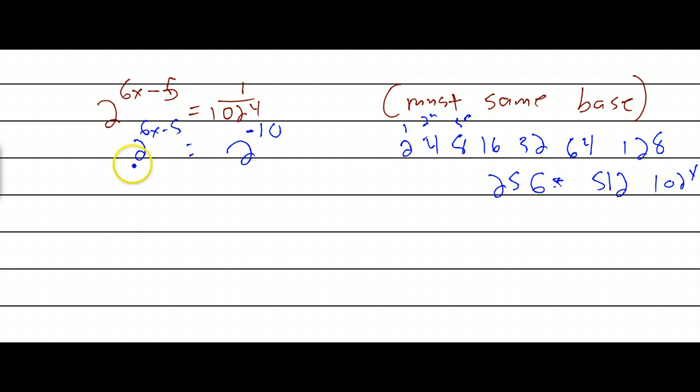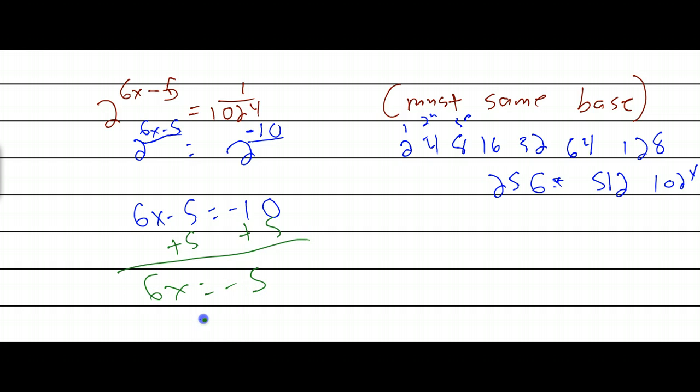Yeah, alright, cool. So now since they have the same base, we can just set the exponents equal to each other. So now all we gotta do is just solve for x. So 6x minus 5 is equal to negative 10. You're gonna do plus 5, so 6x is equal to negative 5. So x is equal to negative 5 over 6. And that is your answer. And that's it. Pretty simple.